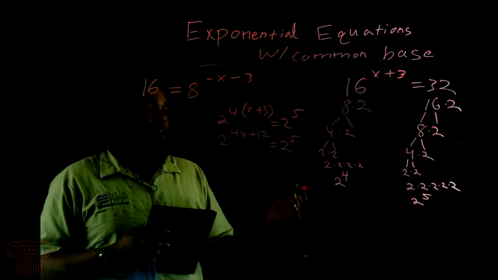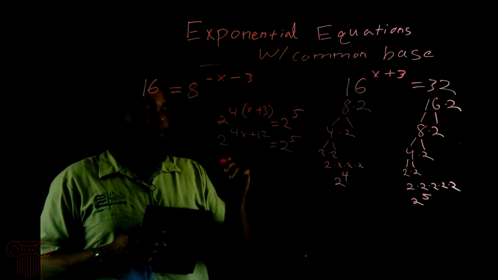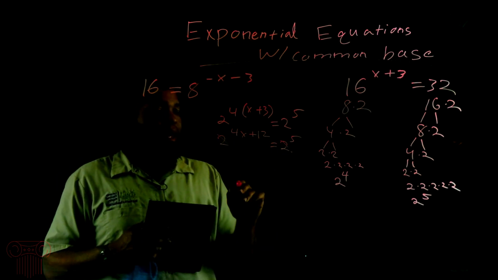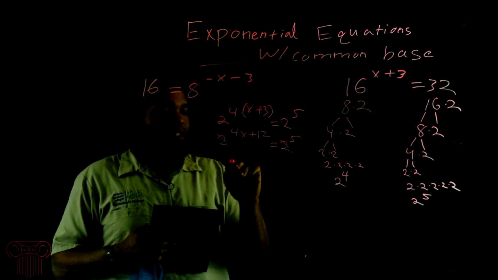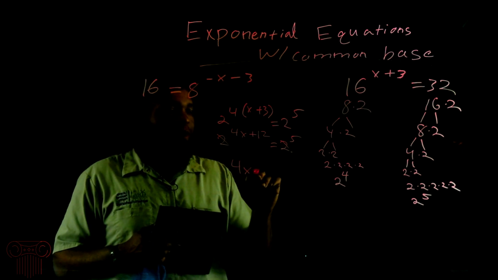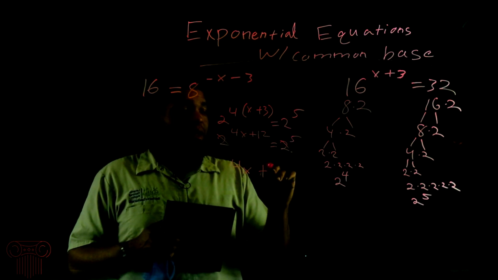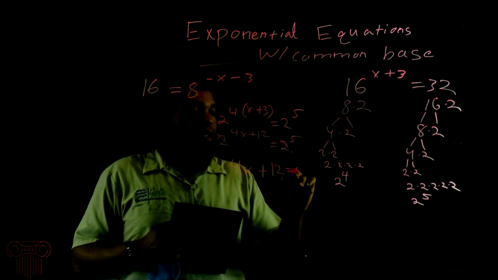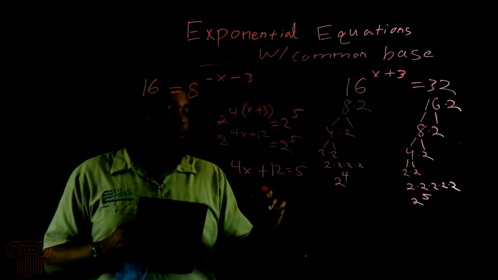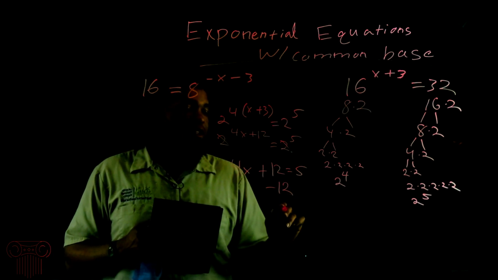Now we say, well, what do we do here? Well, it's actually pretty easy. We just drop our bases, because we already reduced them to the same base. Now we just have a regular old equation: 4x plus 12 equals 5. Now what we do is solve the equation.